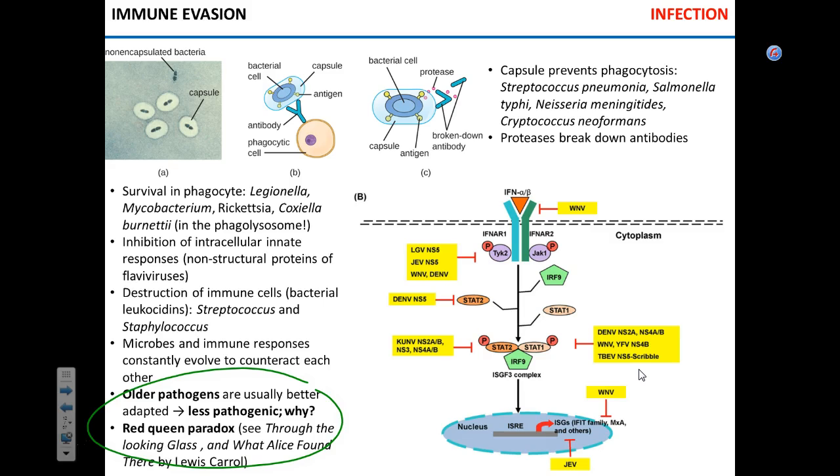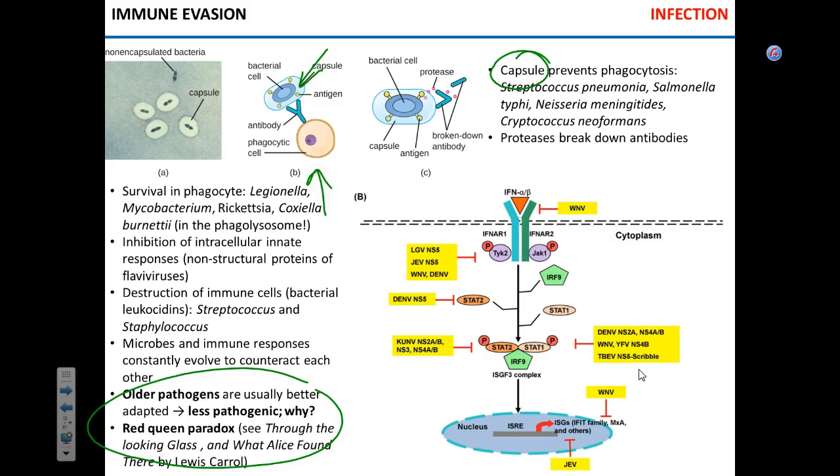One of the foremost, most popular methods that bacteria use is the capsule. The capsule protects microbes from phagocytosis. Okay? Does that make sense? You can see that with a capsule, the phagocyte just cannot get a hold of the microbe. Just cannot do it.